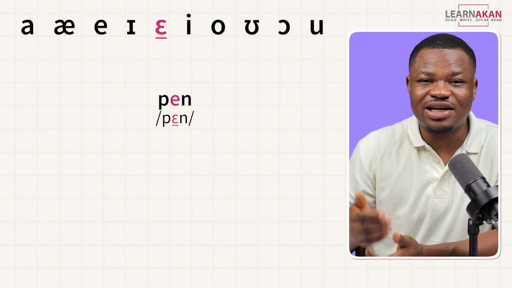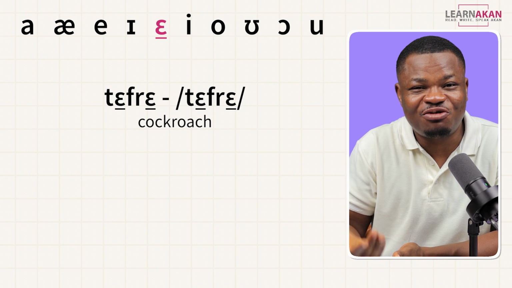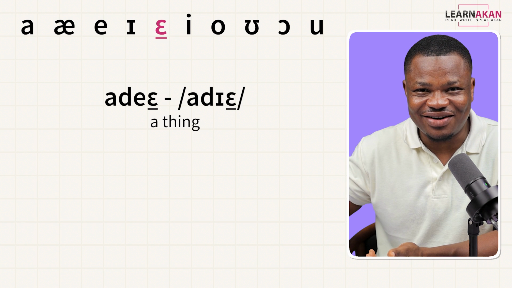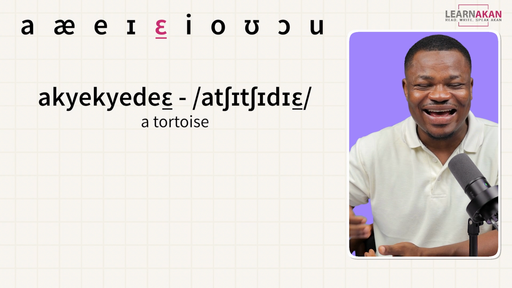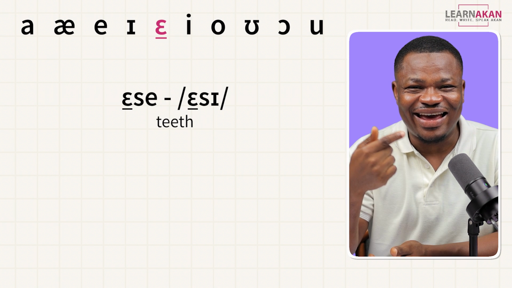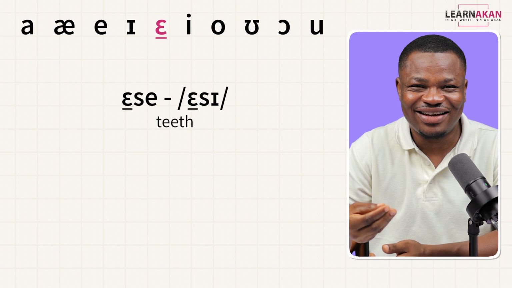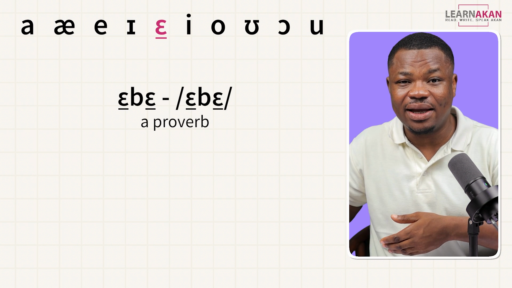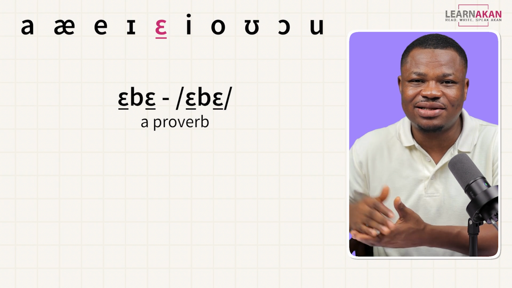So by way of word examples in Twi, we can have tefre, adie, so the e at the end, right? Achichidie, esen, so the e in front. We have esen, we have ebe, so you have two here, right? So that is the e sound.